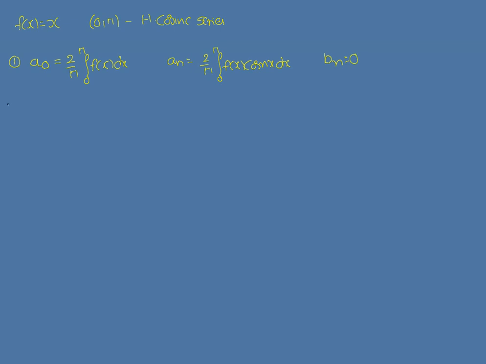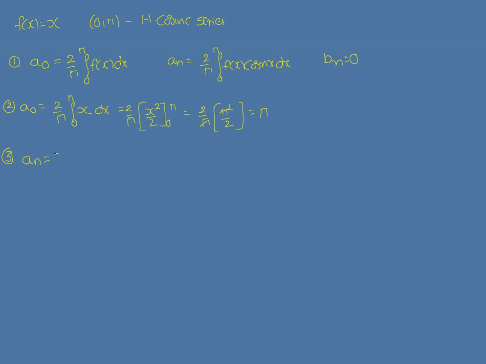So second step, a naught is equal to 2 by pi into integral 0 to pi f of x, which is x dx, that is 2 by pi into x square by 2 between the limits 0 to pi. That is equal to 2 by pi into pi square by 2. So one pi is left in the numerator, and pi is the a naught value.